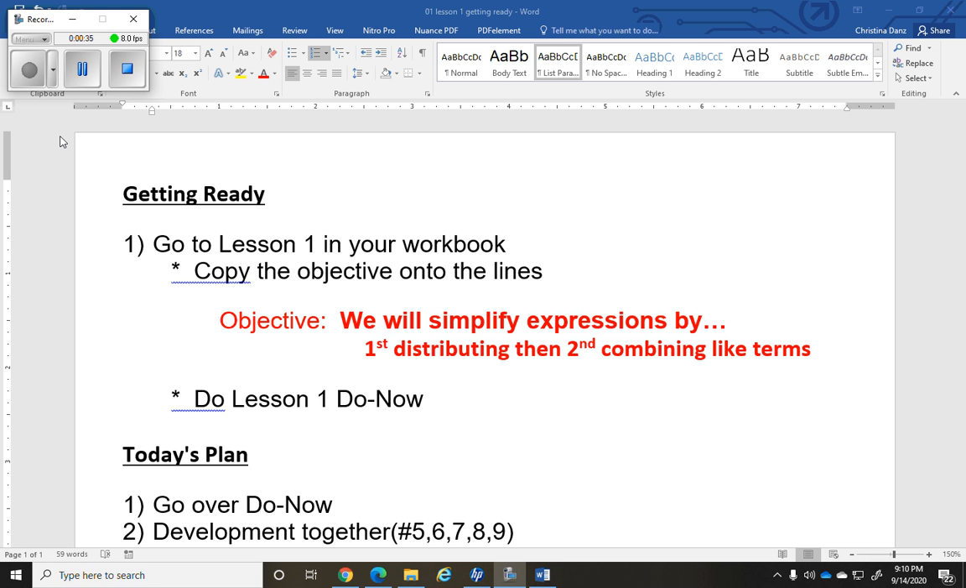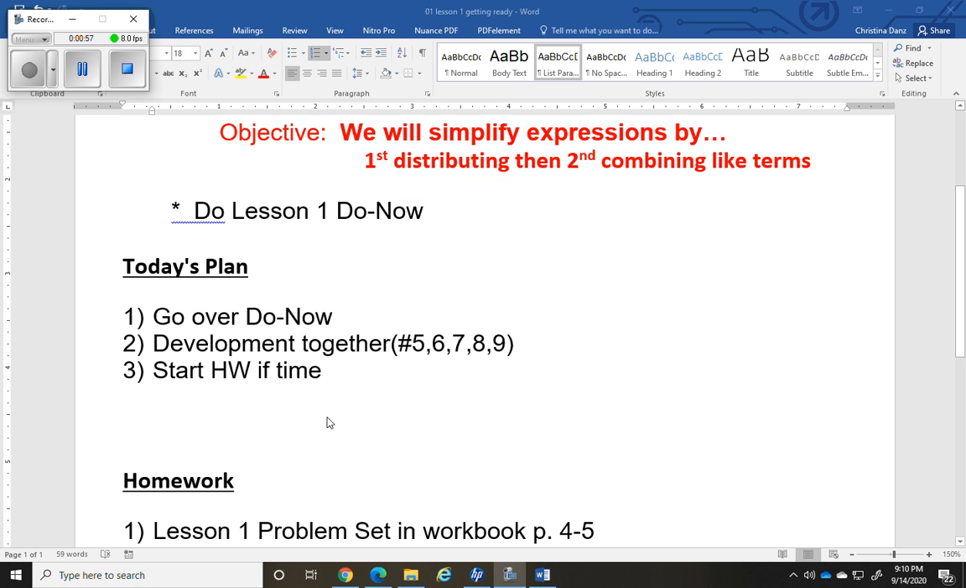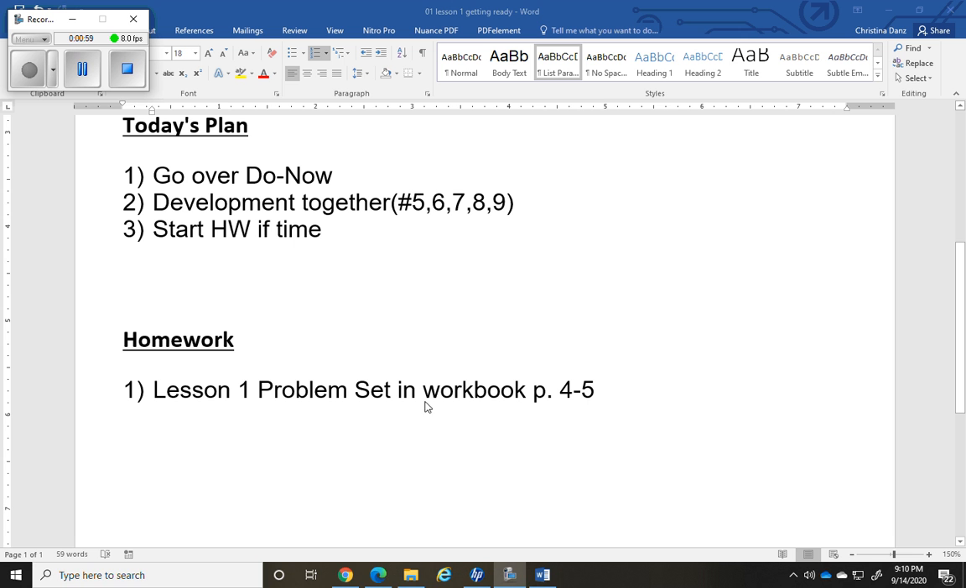And there is a do now for lesson 1. So I'd actually like you to do the do now without me. So hit pause and go do the do now and then turn me back on. And after we go over the do now, I will do some of the development together with you. And then if you were in class, you'd start your homework if time. And your homework is in your workbook on pages 4 and 5. 4 is where the questions are. 5 is a place for you to show your work.